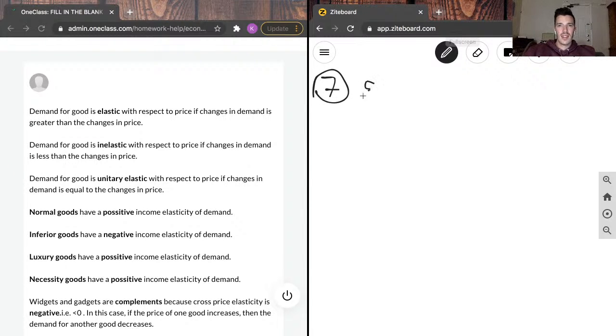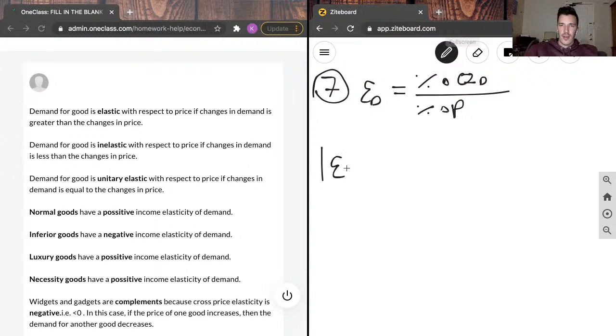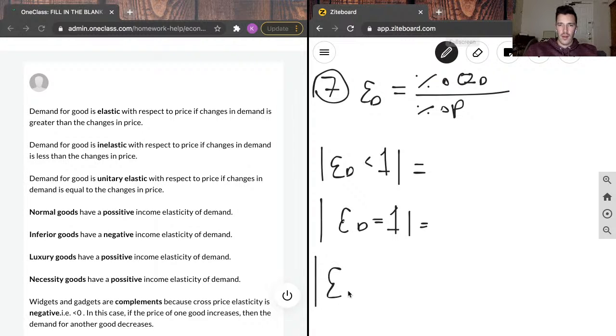So, elasticity of demand, ED, is going to equal the percentage change in quantity demanded over the percentage change in price. Quantity demanded, sorry. There's essentially 3 scenarios. The absolute value of the elasticity of demand, I should say, can be less than 1, can be equal to 1, or it can be greater than 1.